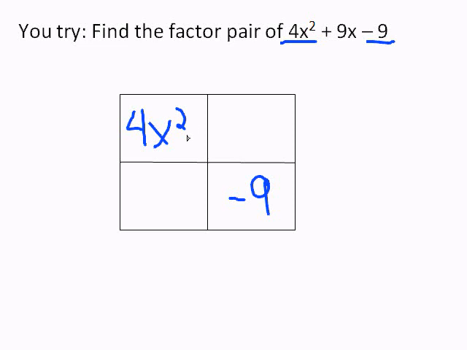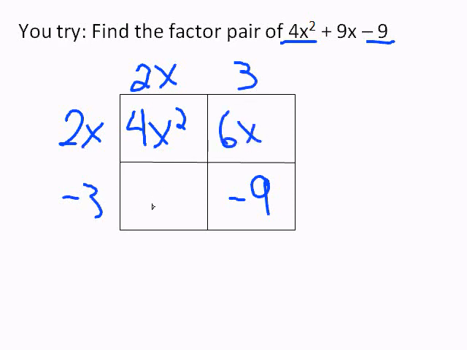Well, I will tell you that almost all the examples we're going to give you, if we give you a 4x squared, or just an x squared at all, we're going to split it up into two different x's. So let me try to do 2x and 2x and see if that works. Next, I can find factors of negative 9. Now, I can do positive 3 and negative 3. 2x times 3 gives us 6x. Negative 3 times 2x gives us negative 6x. And you'll notice negative 6x and positive 6x combine to give us 0.